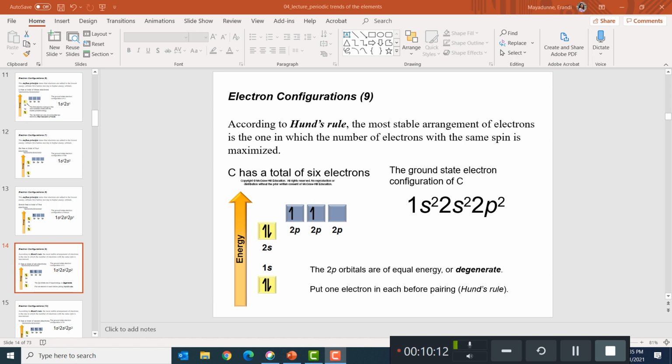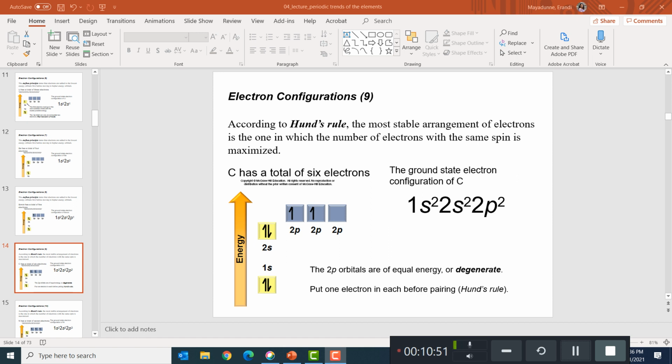The rule says there should be a unique way of filling it, because otherwise I will draw one way, you will draw another way. Hund's rule states that the most stable arrangement of electrons is the one in which the number of electrons with the same spin is maximized. In other words, when electrons fill the degenerate orbitals, the new word, degenerate. What is degenerate? Degenerate orbitals are orbitals with the same energy. These three orbitals have the same energy because it's the same level. First they fill singly, then they pair up. So that is Hund's rule.